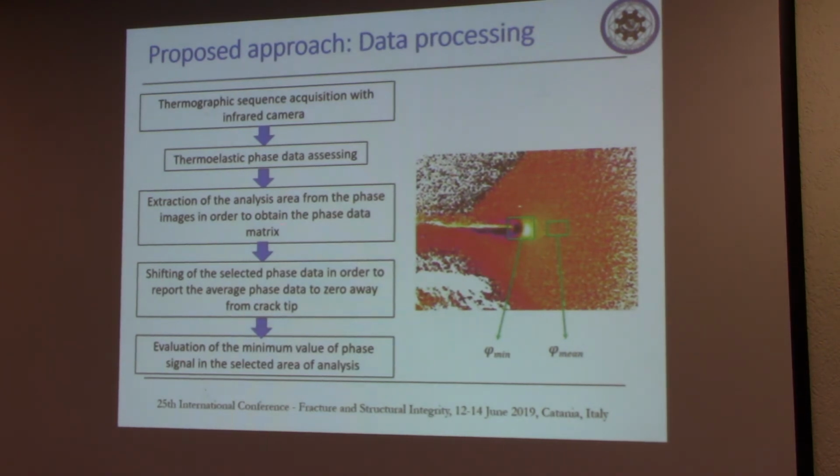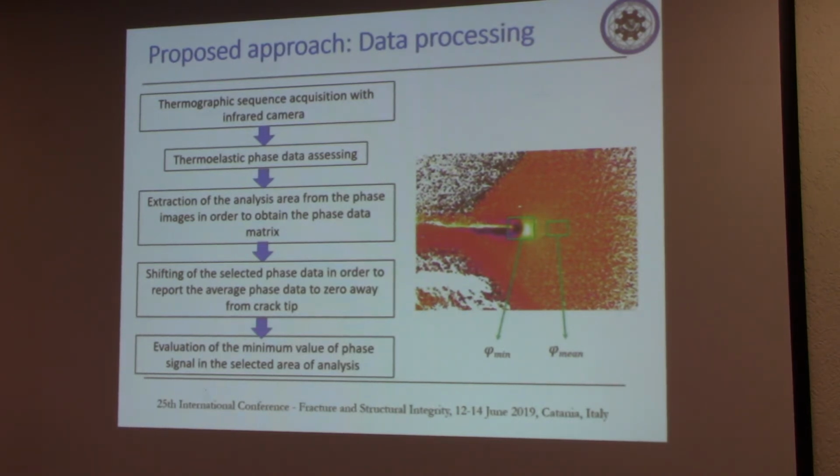So this is our procedure. We consider a thermographic sequence. Then we obtain the phase signal information pixel by pixel by processing the data I just showed. Then we consider an analysis area extracted from the total area that covers the plastic area of the material.